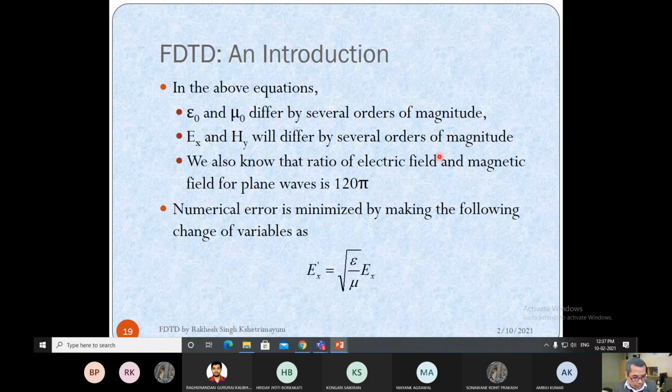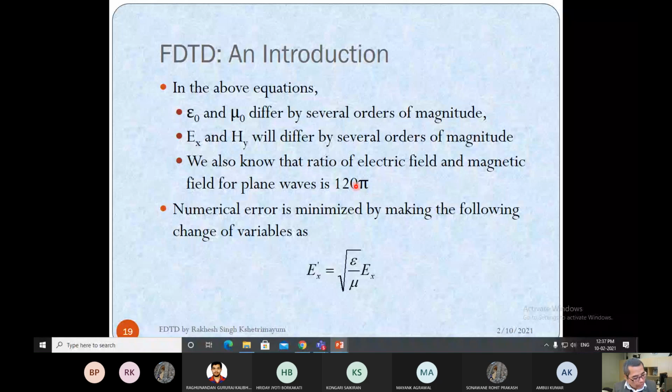So the ratio of electric field and magnetic field in the far field of an antenna, or the far field of any kind of source, is around 377. So let's say your electric field is 377, your magnetic field will be just 1. So there's a lot of difference in the magnitude of electric field and magnetic field.